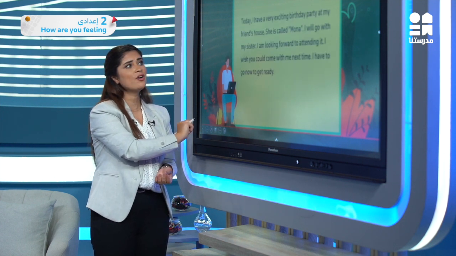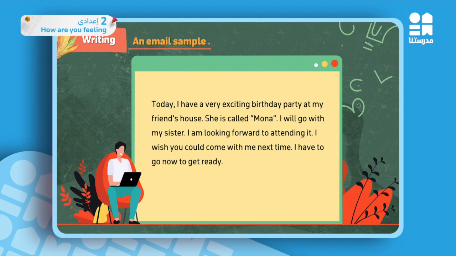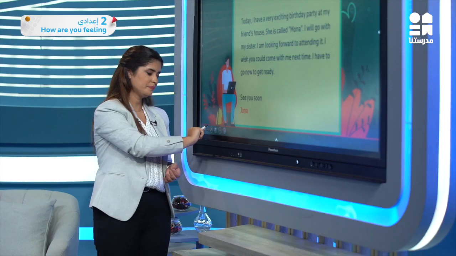For the last paragraph, today I have a very exciting birthday party at my friend's house. She's called Mona. I will go with my sister. I am looking forward to attending it. I wish you could come with me next time. I have to go now to get ready. So this is how I finished my email, and of course, see you soon, and my name, Jana.